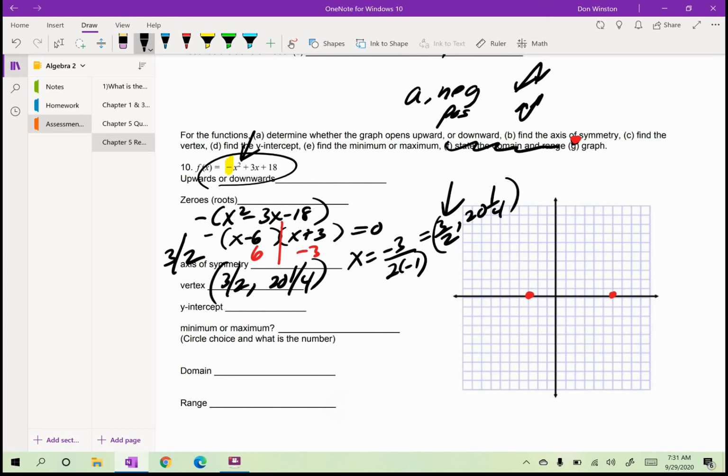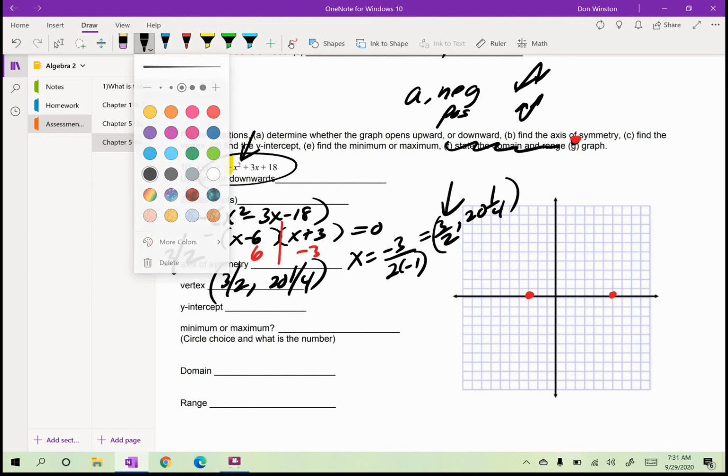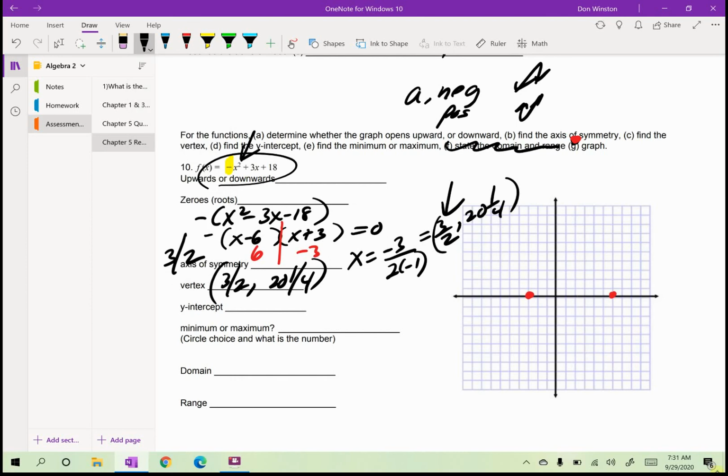The y-intercept, that's when x is equal to 0. So if you just plug in 0 into your function here, you just get 18. So that would be somewhere here. And then if we sketch the graph, it will look like this. Does it reach a minimum or a maximum? It reaches a maximum right here at the vertex.